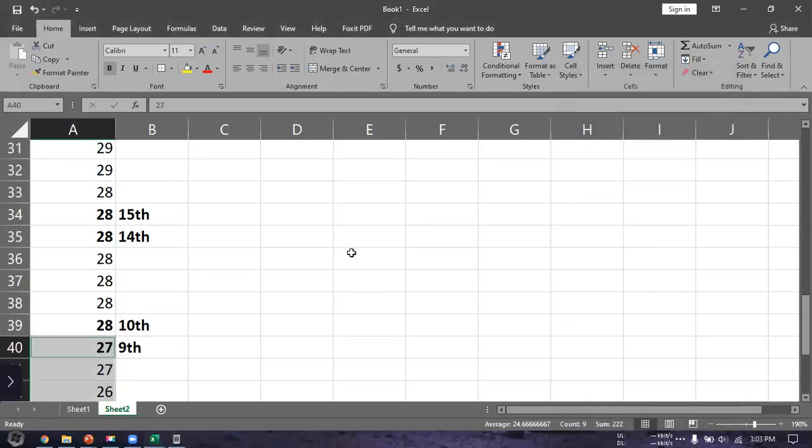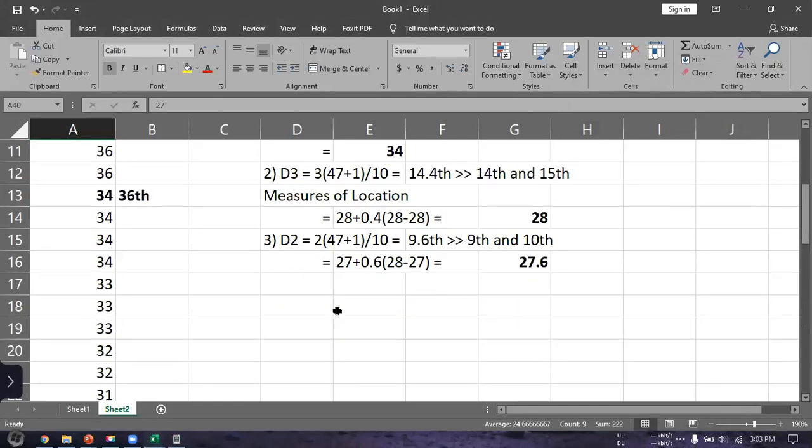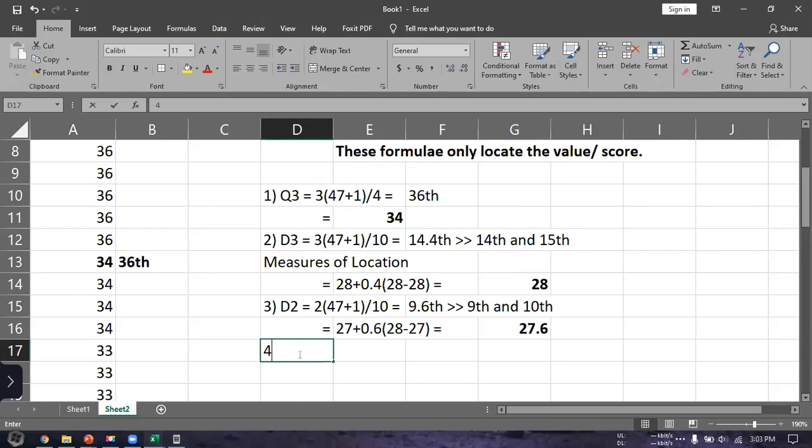Okay, now let's try percentiles. 9th decile, hindi umubra kanina, no? How about 95? Percentile pala. 95 percentile. This is 5% higher than the 9th decile. So, solve for the location. 95 times 47 plus 1 over 100.